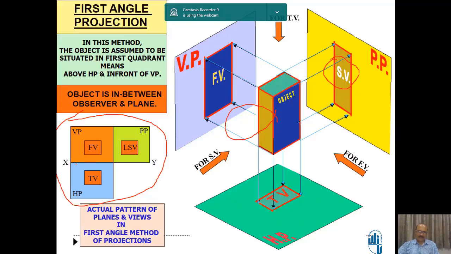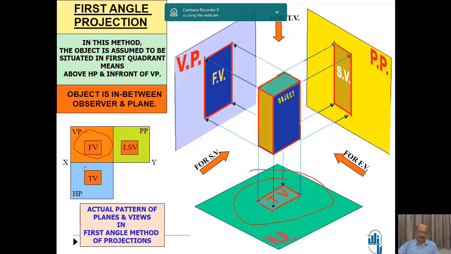And whatever you have seen in the last drawing, this XY line is located here as a reference line, and the front view is above the reference line, above the XY line. The front view is located above the horizontal reference plane. The XY line you are going to call a reference line. We are going to locate this as a front view, and this one as the top view.